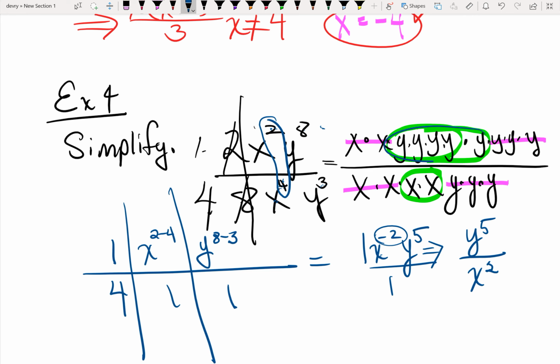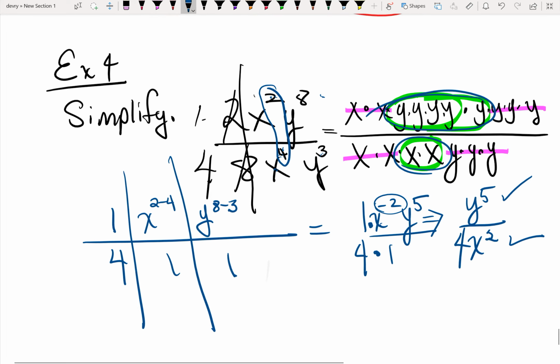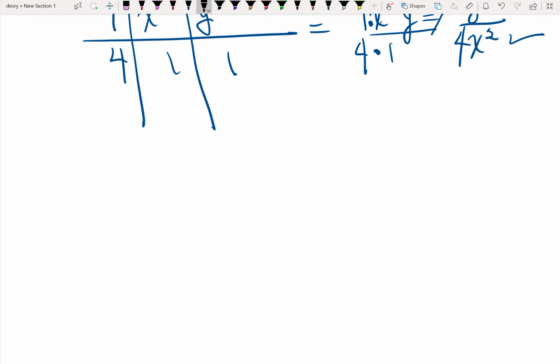Notice that I have 5 y's in the diagram. Notice that I have 2 x's in the diagram. You have a 4 in the denominator times all of this stuff. So this is 4x squared in the bottom. Okay, so that's kind of like the long way to explain this. So let's do one the short way just for the sake of not confusing those who know it the short way.